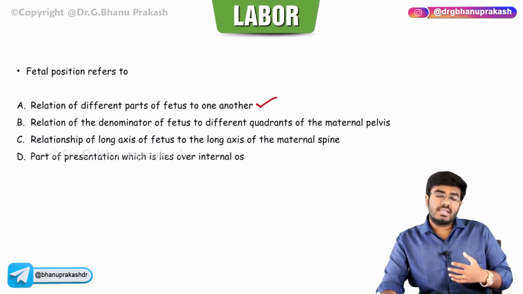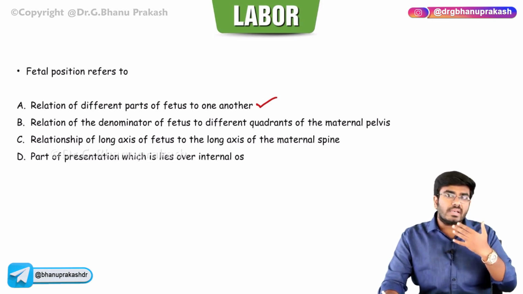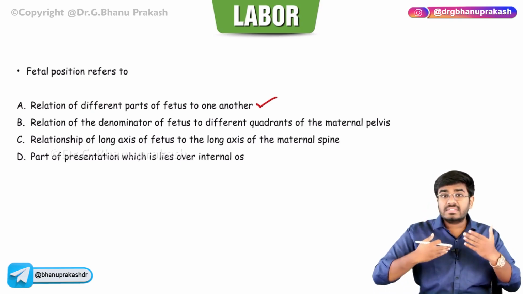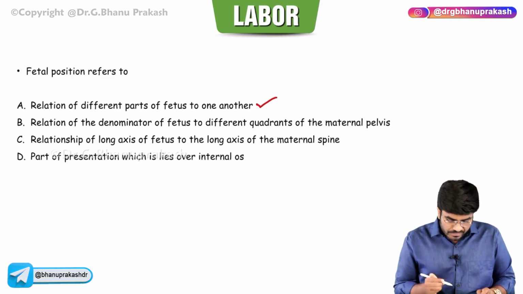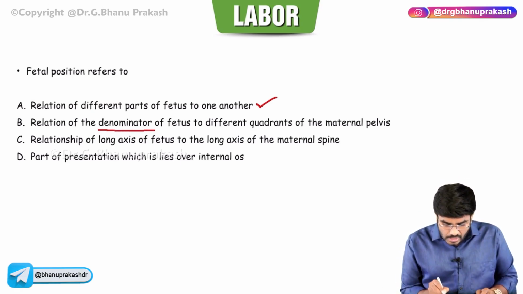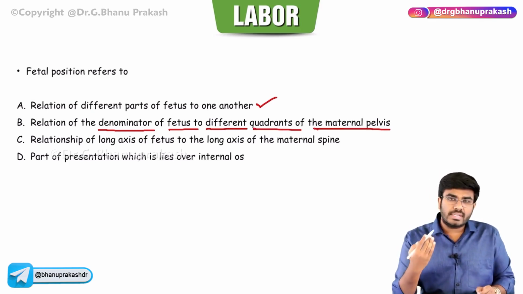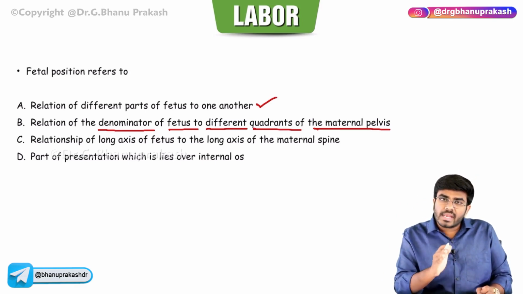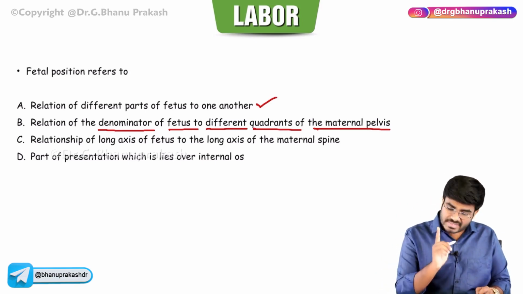We will say the fetus is in a flexed position: the fetal head is flexed, partially extended, or completely extended. So the fetal parts in relation to one another is known as the attitude. Now, option B: relationship of the denominator of the fetus to different quadrants of the maternal pelvis. In the fetal head, usually the denominator is going to be the occiput. So what exactly is the denominator of the fetal head in relation to the different quadrants of the maternal pelvis? This is position.